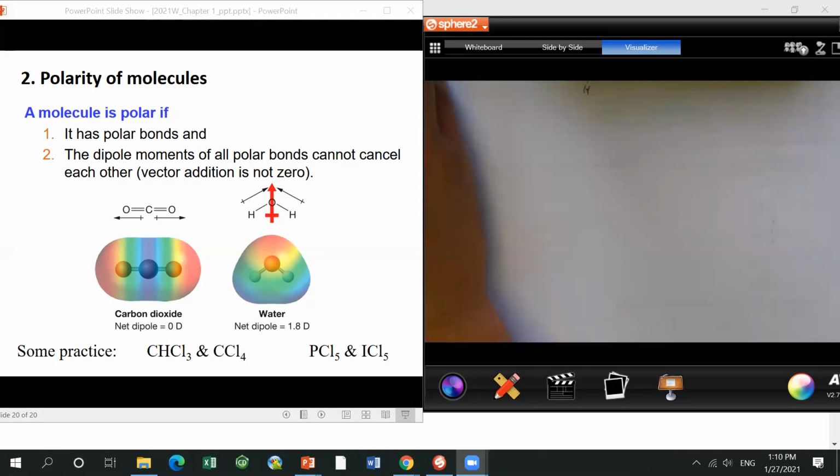Draw the first pair, the molecule's Lewis structure: CHCl3 and CCl4. These pairs are quite easy ones.